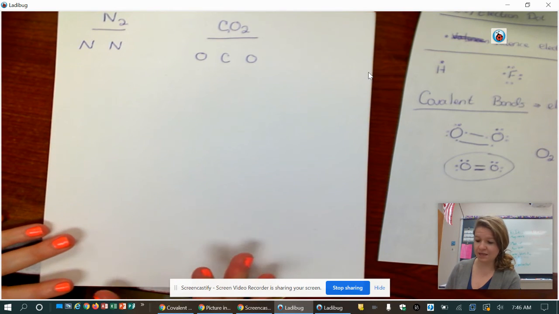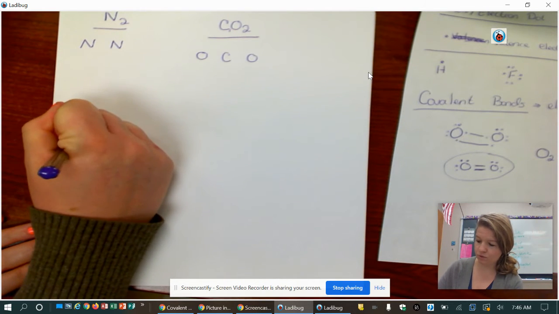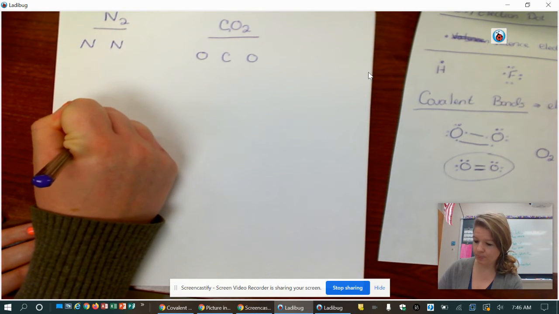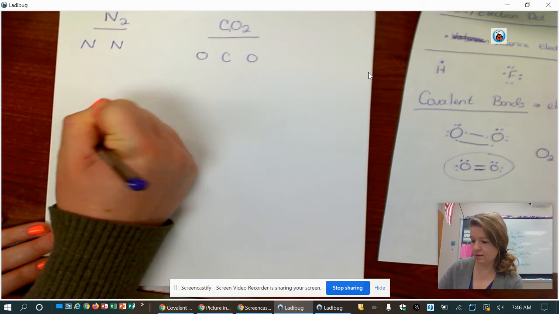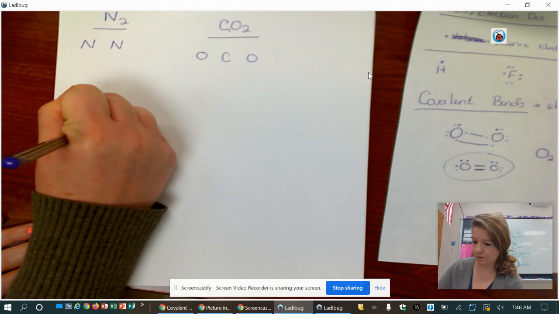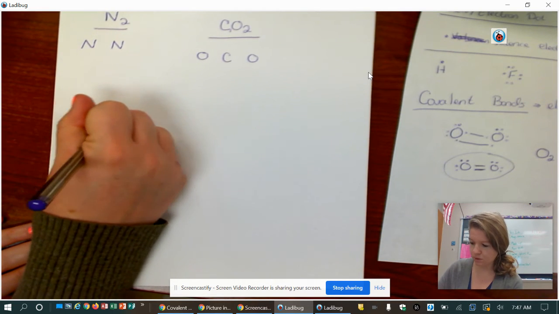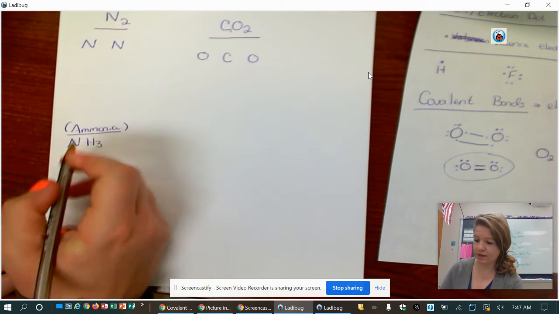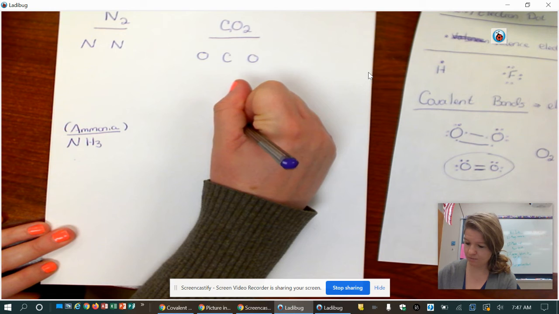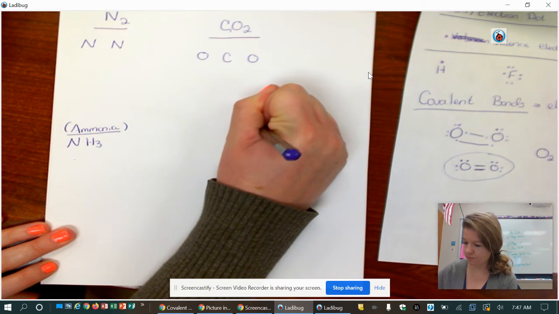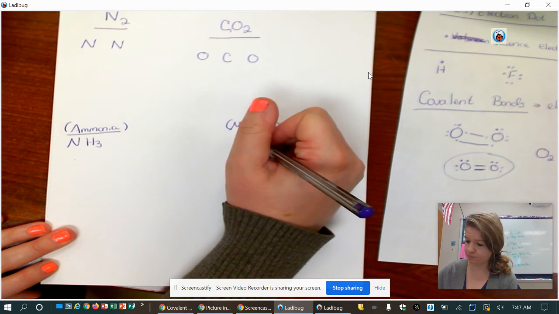And then at the end, let's get a little tricky, and I want you to try ammonia, which is NH3. We call that ammonia, which is not that good to breathe, right? So try to draw ammonia, NH3. Try methane, which is CH4.